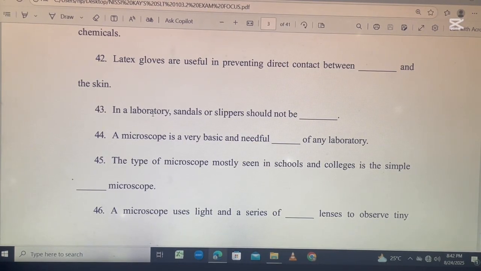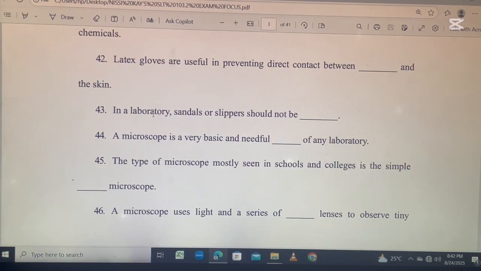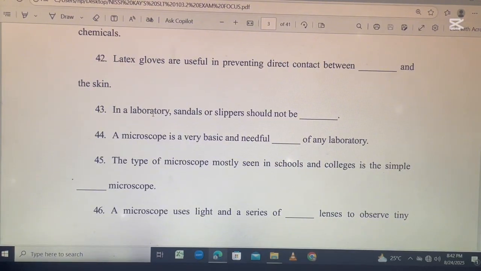Then the next question: in a laboratory, sandals or slippers should not be worn. The reason is that with sandals or slippers, the foot will be exposed to any spillage. So it's best to put on shoes, footwear that can cover your feet properly.